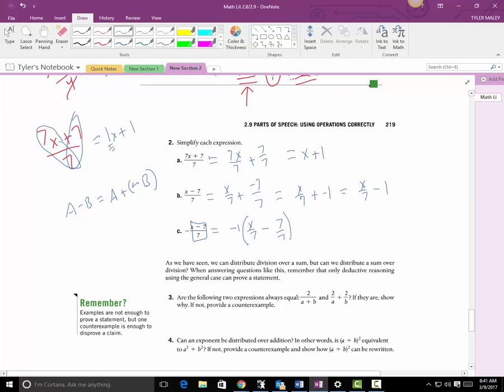So then if we distribute the negative 1 through, this leaves me with negative x over 7 plus 7 over 7. So it just changes the sign of these. And then I can simplify, so we'd have negative x over 7, I can't do anything with that, and 7 over 7 is just 1. So we get negative x over 7 plus 1.